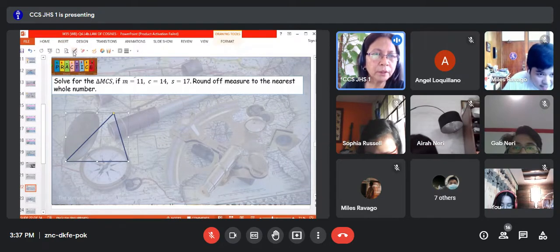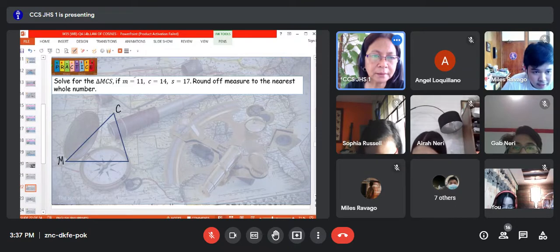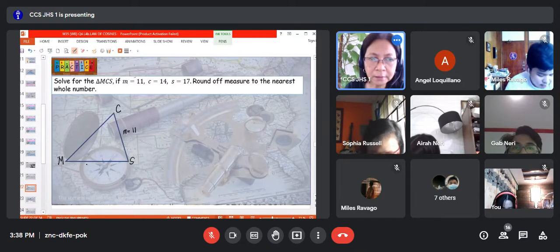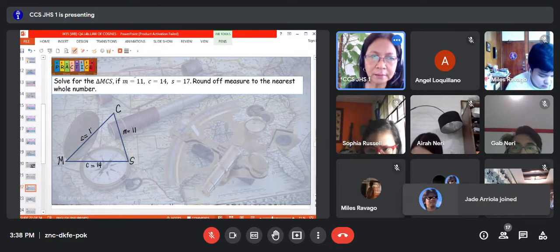So what are our givens? Length M, length C, and length S. Say this is angle M, angle C, and angle S. Length M is the side opposite angle M. Take note, length C is the side opposite angle C. And S is the side opposite angle S.